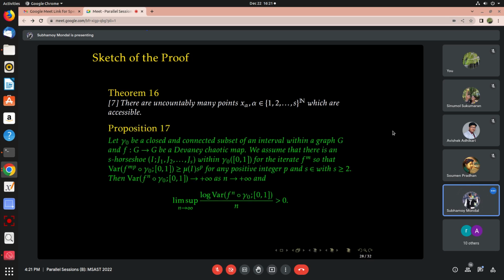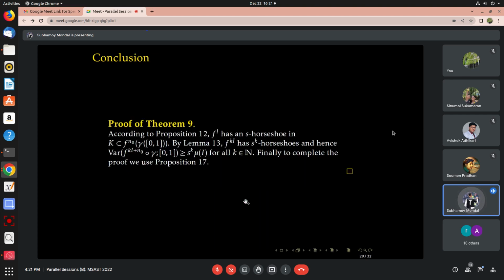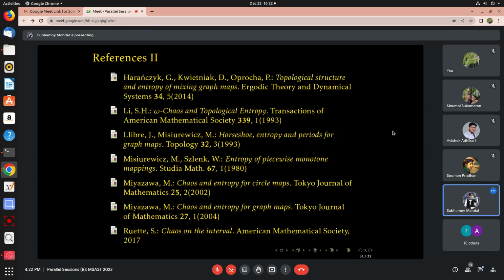Now the following proposition is actually an essential adaptation from the real line case to the topological graph. That is, if gamma 0 is a curve which lies entirely in an edge of a graph, and F is a Devaney chaotic map, and if we assume that an S horseshoe lies within the image of the graph under some iterate, then this condition holds. So all the previous ingredients now come together to give the above results, and that's all. These are the references. Thank you.